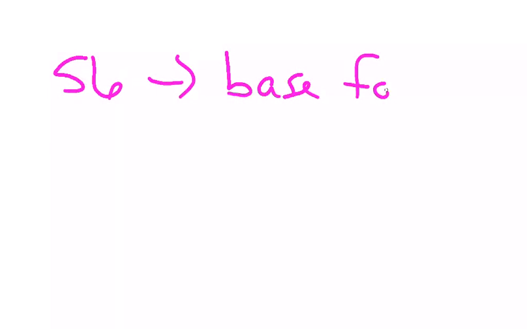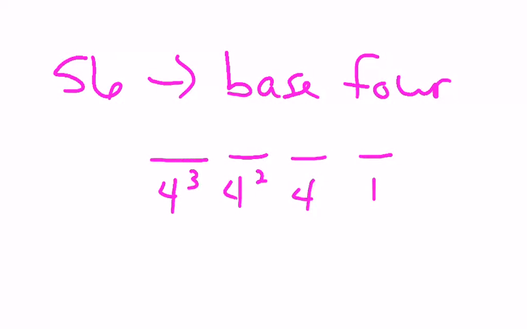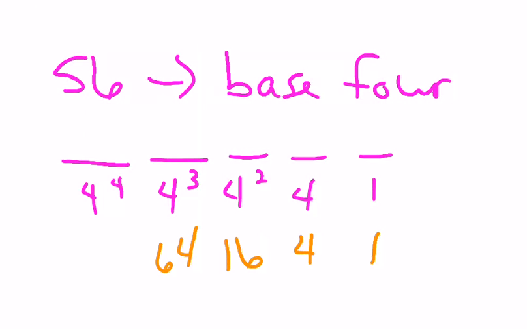We want to take our number 56 and convert it to base 4. So let's look at our place values for base 4. 1, 4, 4 squared, 4 cubed, 4 to the 4th, and so on. But we need to know the values of these. How much do they end up being? So 1, 4, 16, 64, and I can actually stop. So I know that this doesn't work. 64 is too big, so we don't need that one either.